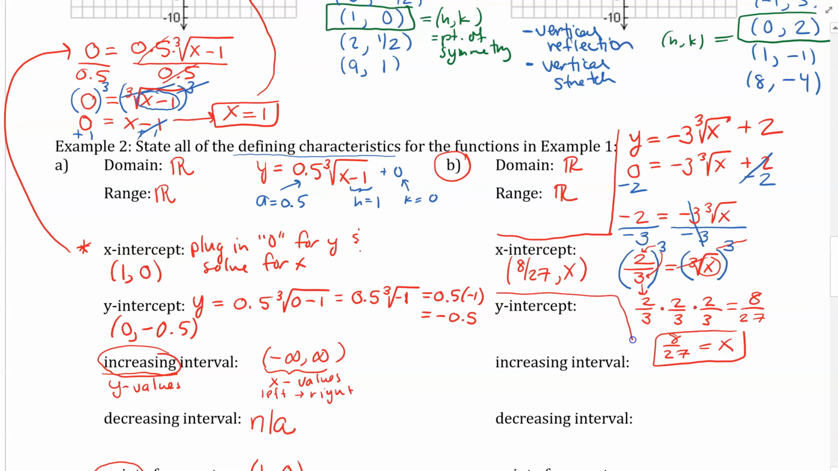Then for the y-intercept, I just need to plug in 0 for x. So I get y is equal to -3 times the cube root of 0 plus 2. And the cube root of 0 is 0, because 0 times 0 times 0 is 0. It's its own cube root, kind of like -1 in the last one. And then I add 2 to that. And then -3 times 0 is just 0. 0 times anything is 0. So my y-intercept for this is 2. If I wrote it as an ordered pair, I would write it as 0, 2.